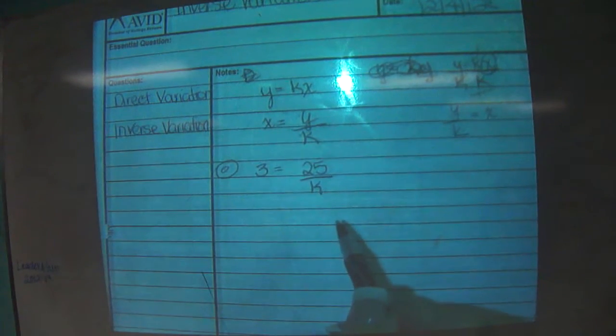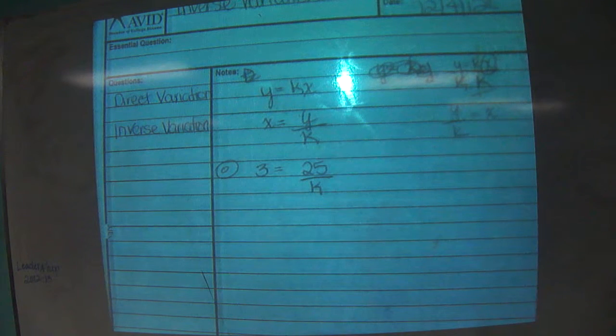Y varies inversely as x, and y is 25 when x is 3. So I need to find k. How am I going to do that? We replace the x and y. How do I get k where we need it?